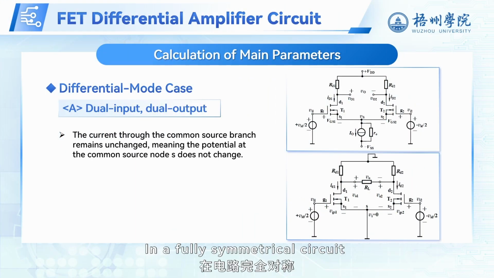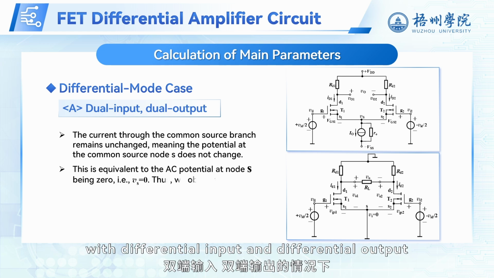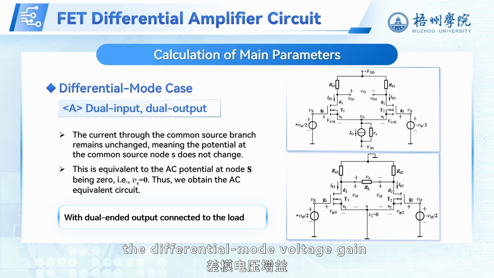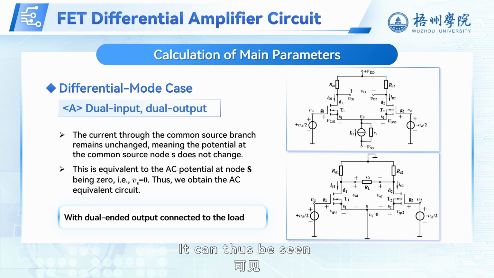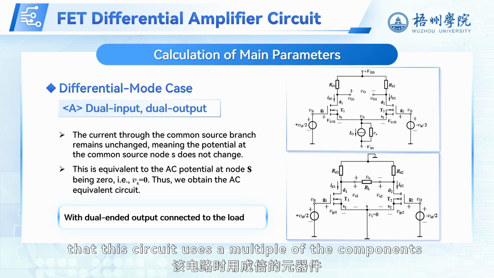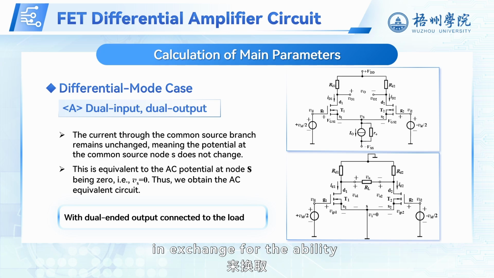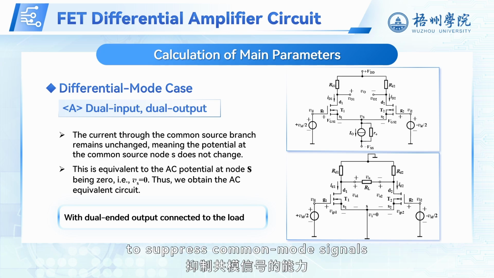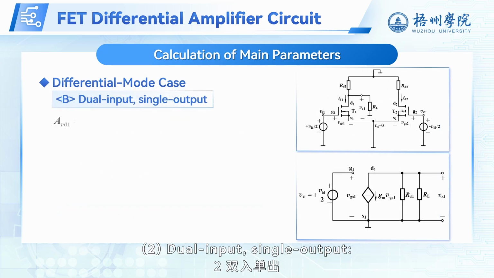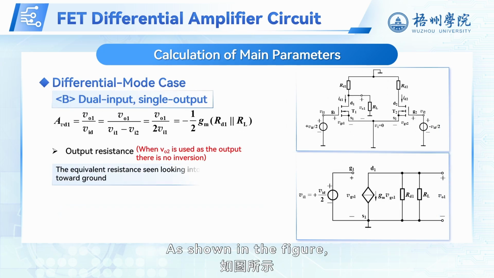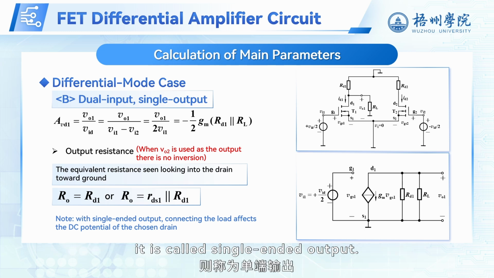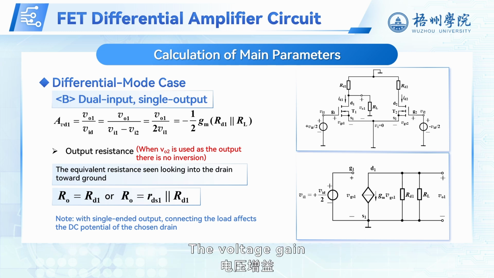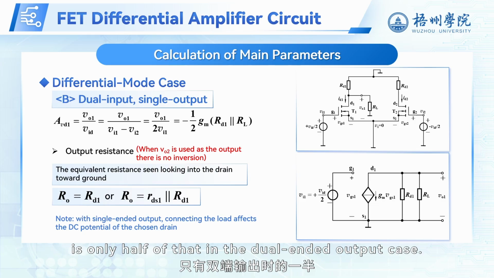In a fully symmetrical circuit with differential input and differential output, the differential mode voltage gain is the same as the single-ended voltage gain. It can thus be seen that this circuit uses a multiple of the components in exchange for the ability to suppress common mode signals. 2. Dual input, single output. As shown in the figure, if the output voltage is taken from the drain of one transistor, VO1 or VO2, it is called single-ended output. The voltage gain is only half of that in the dual-ended output case.